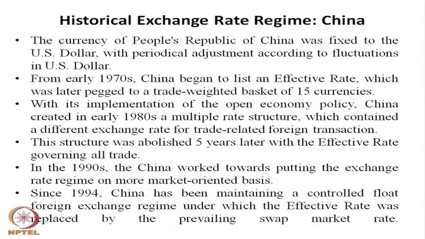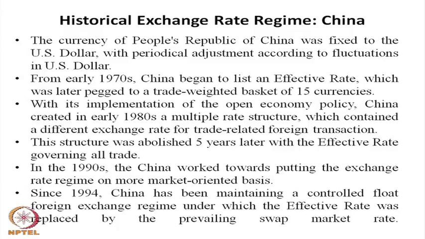From the early 70s, China began to list an effective rate, which was later pegged to a trade weighted basket of 15 currencies. In the early 70s, China practiced what is called an effective rate in the form of a currency basket regime. They decided on 15 currencies with which they had trade links, and the trade weight and the value of the individual currencies decided the effective rate, and they practiced this effective rate for a few years.